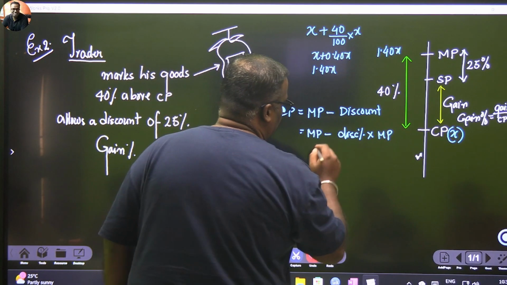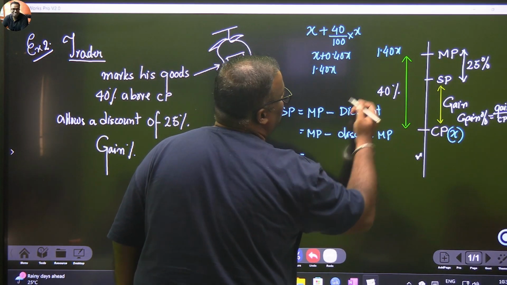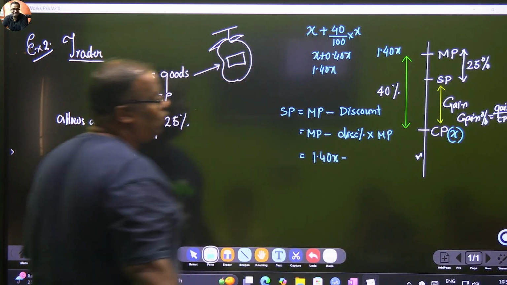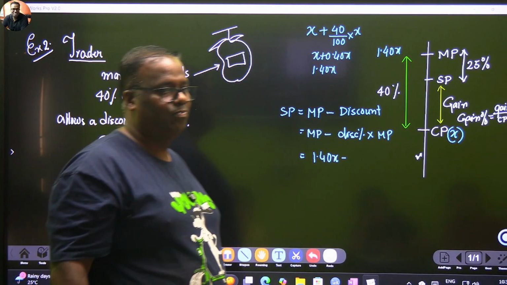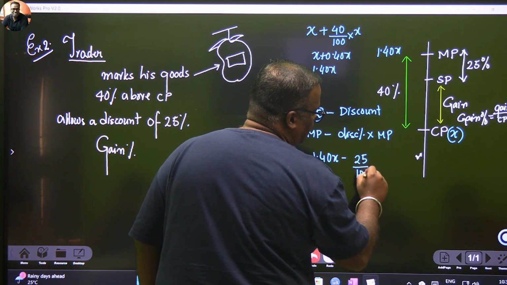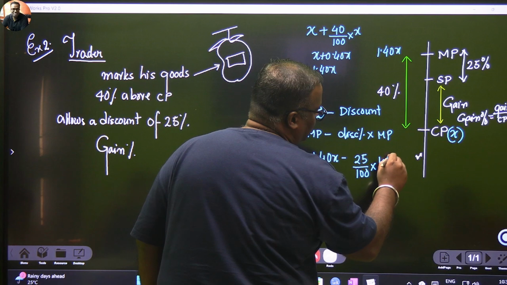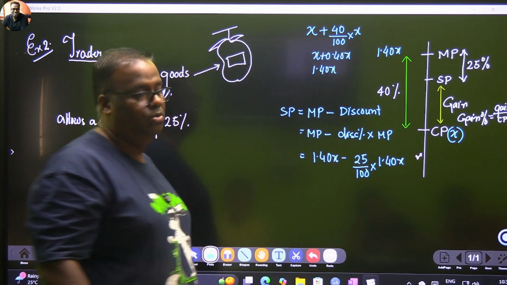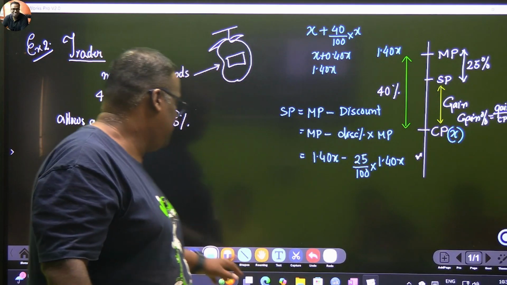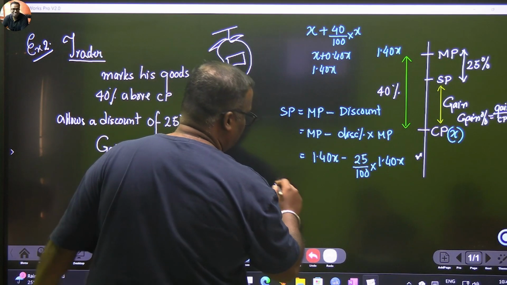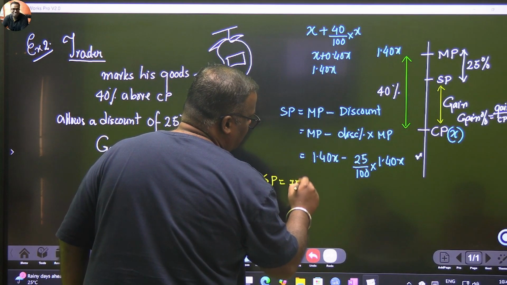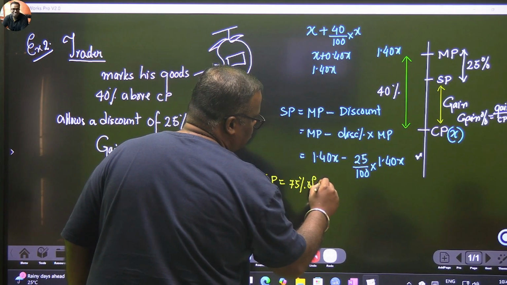Right? So if you apply the same formula here, what is your mark price? 1.40X. And what is your discount? 25%. So it is 25 divided by 100 multiplied by 1.40X. This way you can do it. If you solve this, you'll get the selling price. But there is an easier way to find the selling price also. What is the easier way? The selling price is 75% of the mark price. Do you agree or not?